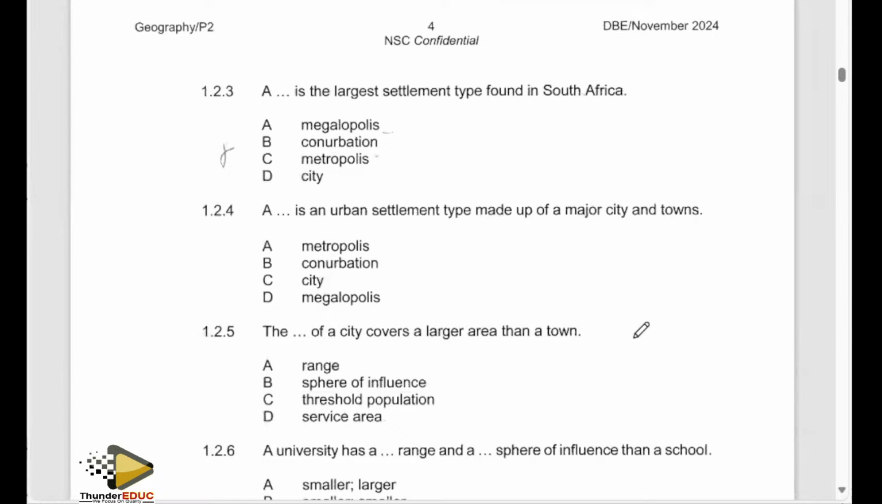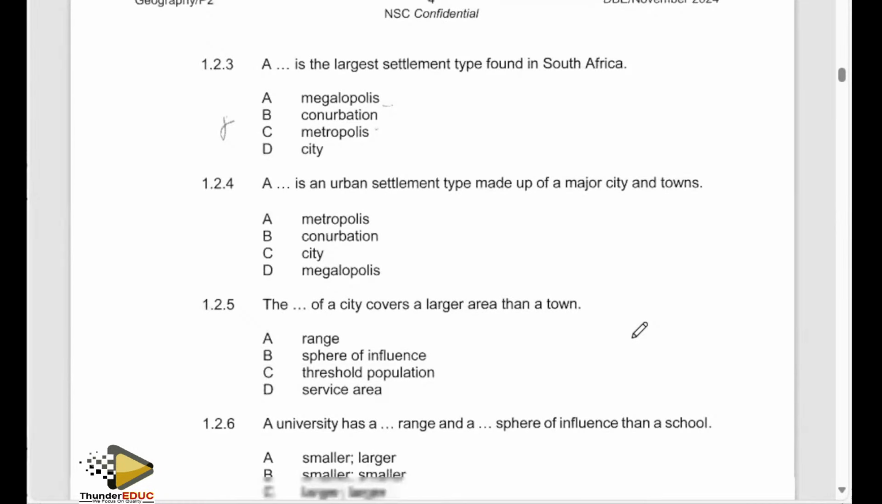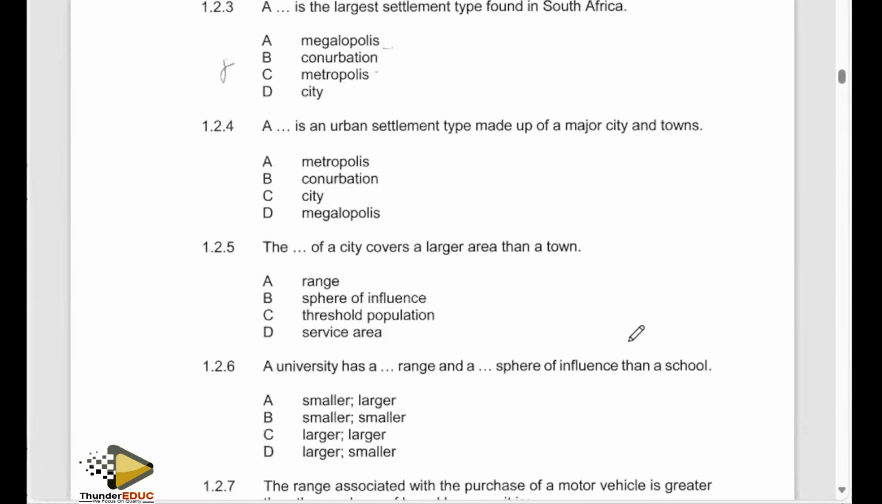A dash is the largest settlement found in South Africa. What is the largest kind of settlement that we find in South Africa? The correct response is a conurbation. In this instance, our conurbation, we have Joburg and Pretoria. Thus, the conurbation for South Africa.